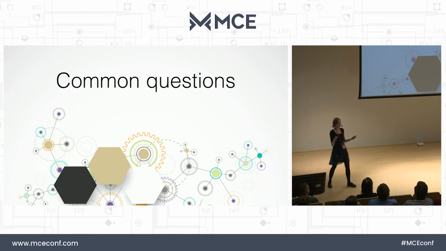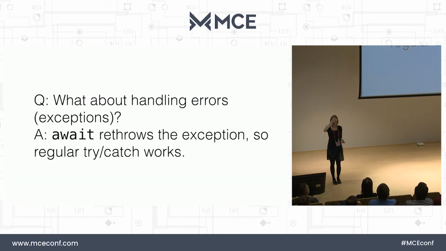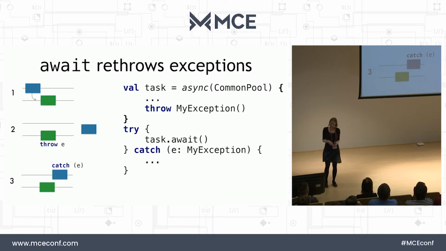Now let's go to some common questions about coroutines and how some things work. The first one is, what about handling errors or exceptions? Actually, await rethrows the exception. So you can use a regular try catch to manipulate these exceptions.